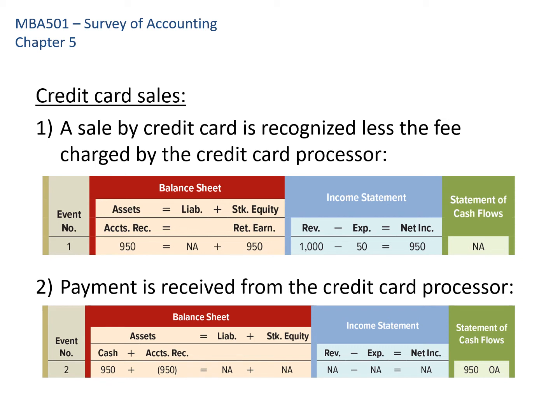Then when we receive the payment from the credit card processor, and it could be a couple of days later, sometimes it's the end of the month they do it, different companies have different kinds of terms. In that case, we would receive $950 in cash, and we would wipe out that $950 accounts receivable.